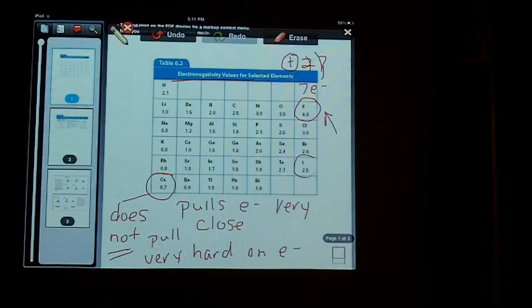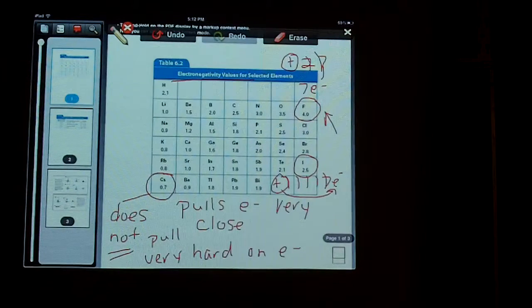If we compare it to the iodine, down there, that iodine has 1, 2, 3, 4, 5 shells. It also has 7 in the outer shell. So even though it only has to get one, look at how far away that nucleus is. So it is difficult for that nucleus to attract electrons.